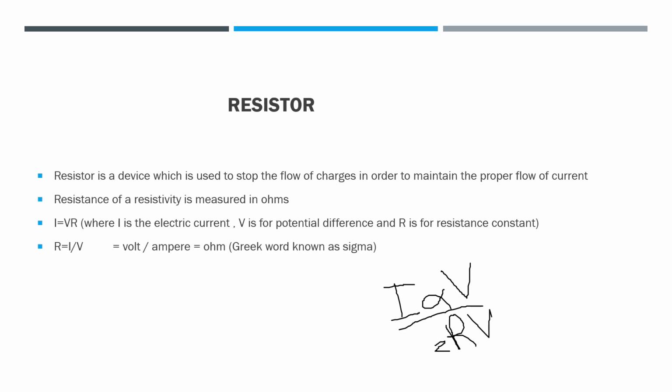So here we know that electric current is measured in amperes, and the potential difference is measured in volts. And volt per ampere is equal to a Greek letter known as omega, and it is written like this. That is called ohm. And that's all about the resistor.